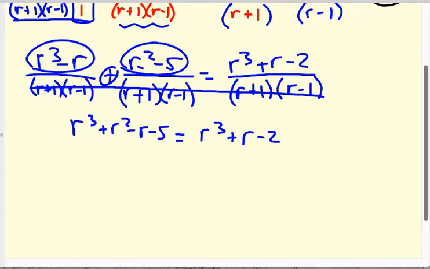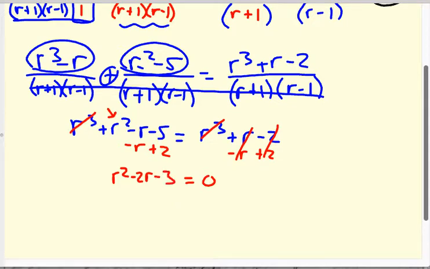Okay, if I get all my terms on one side, I'd subtract r cubed from both sides. They're going to cancel out. I do have an r squared here, so I'm going to try and get all my terms on that r squared side. So I'm going to subtract r from both sides over here, and I'm going to add 2 to cancel these terms out and get everything equal to 0. So I have the r squared. Negative r and negative r is negative 2r. Negative 5 and 2 is minus 3.